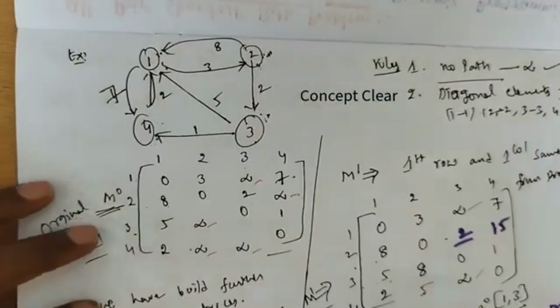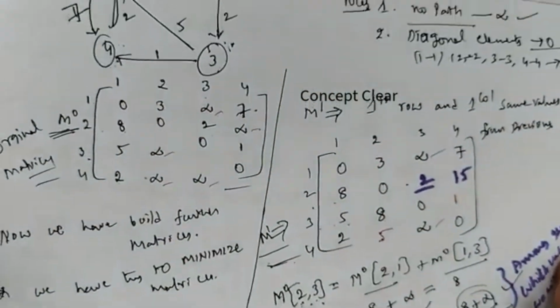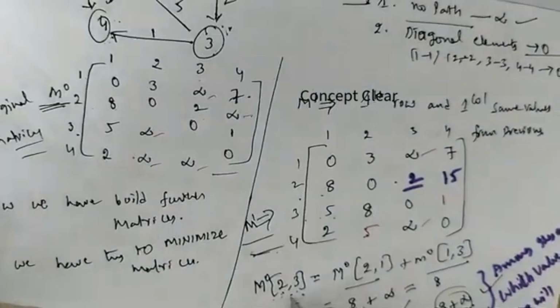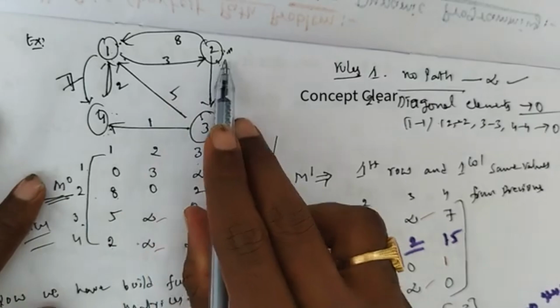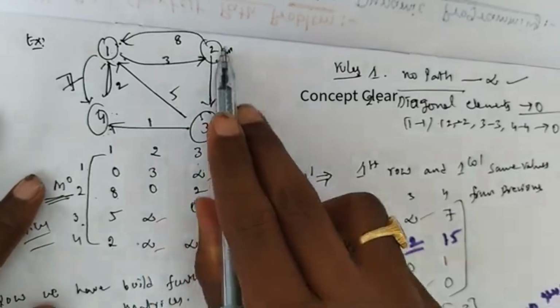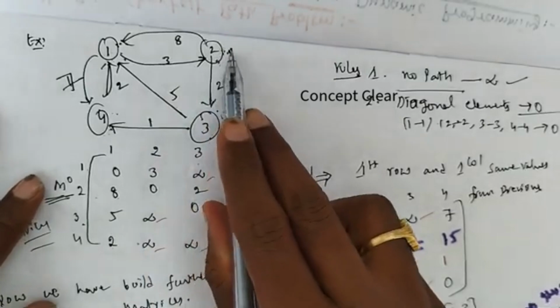If you see here, calculating between two vertices, how I am calculating means, here I am taking M of 2 comma 3. That means according to the graph, 2 comma 3, what is the common element, common vertex between 2 and 3?